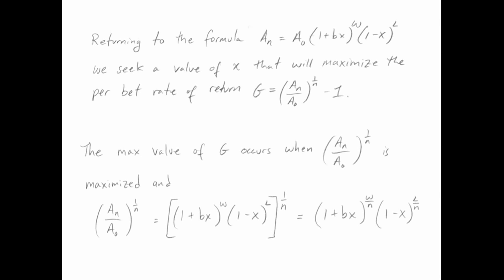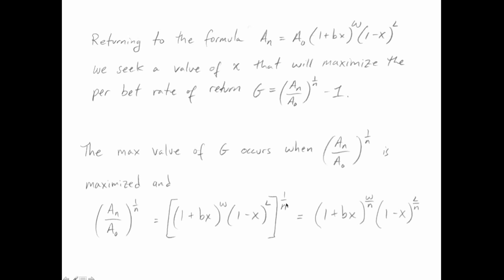So that max value of G occurs when that fraction, A sub n over A sub 0 to the 1 over n, is maximized. Of course, G is maximized because G is just that number minus 1. And that fraction, A sub n over A sub 0 to the 1 over n, can be rewritten. Just divide both sides of this expression by A sub 0 and you have these two factors, and it's all to the power 1 over n.